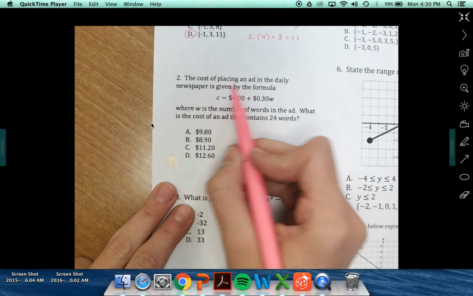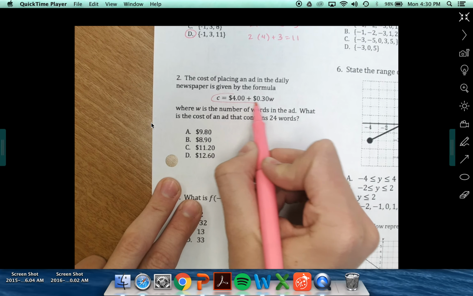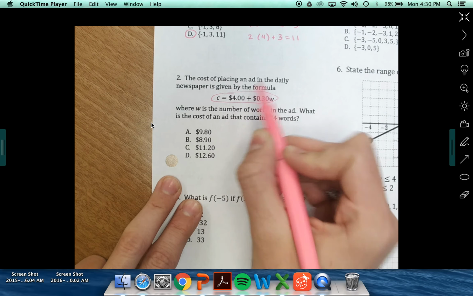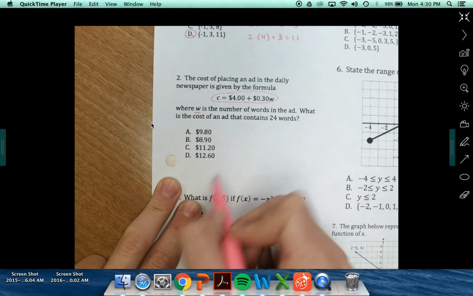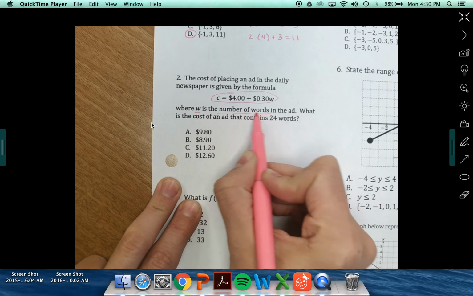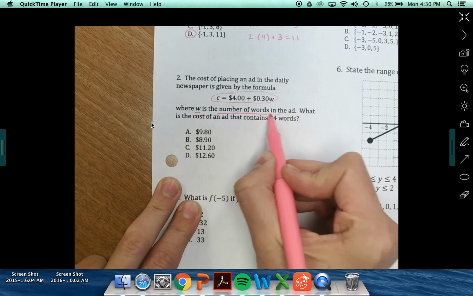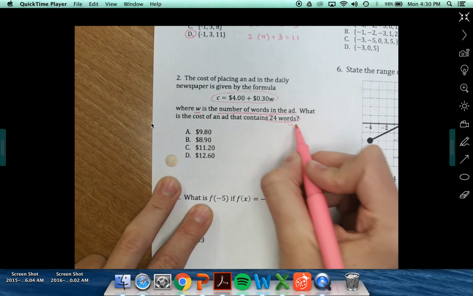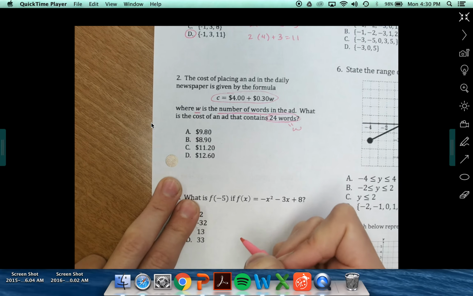Number 2, the cost of placing an ad in the daily newspaper is given by the formula C equals $4 plus 30 cents times W, where W is the number of words in the ad. What is the cost of an ad that contains 24 words? Okay, so we've got 24 words. That means that this 24 equals W.